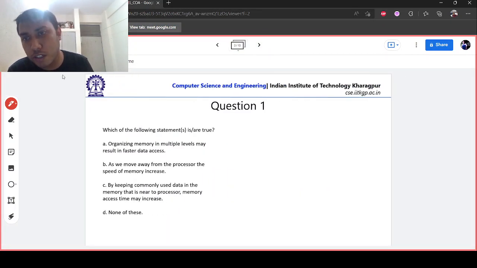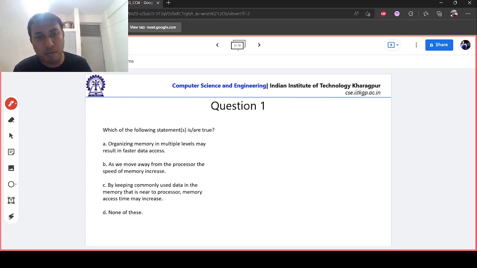So this is the first question. The question is, which of the following statements is or are true? Option A is organizing memory in multiple levels may result in faster data access. Option B is, as we move from the processor, the speed of the memory increases. Option C, by keeping commonly used data in the memory that is near to the processor, memory access time may increase.